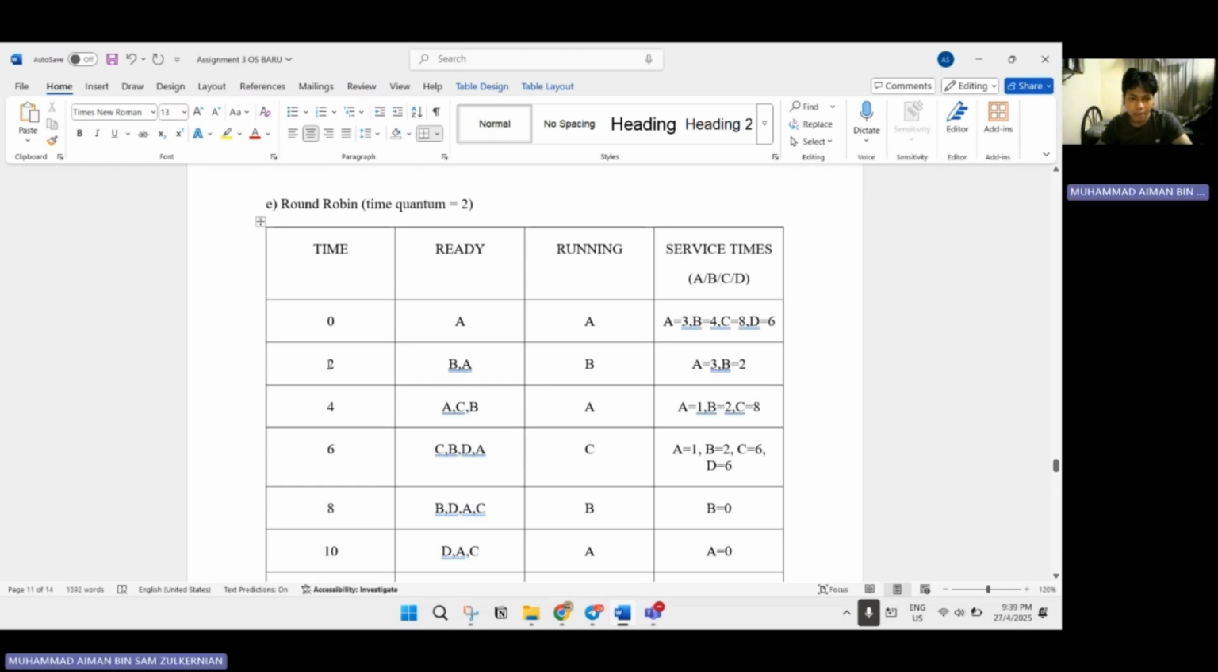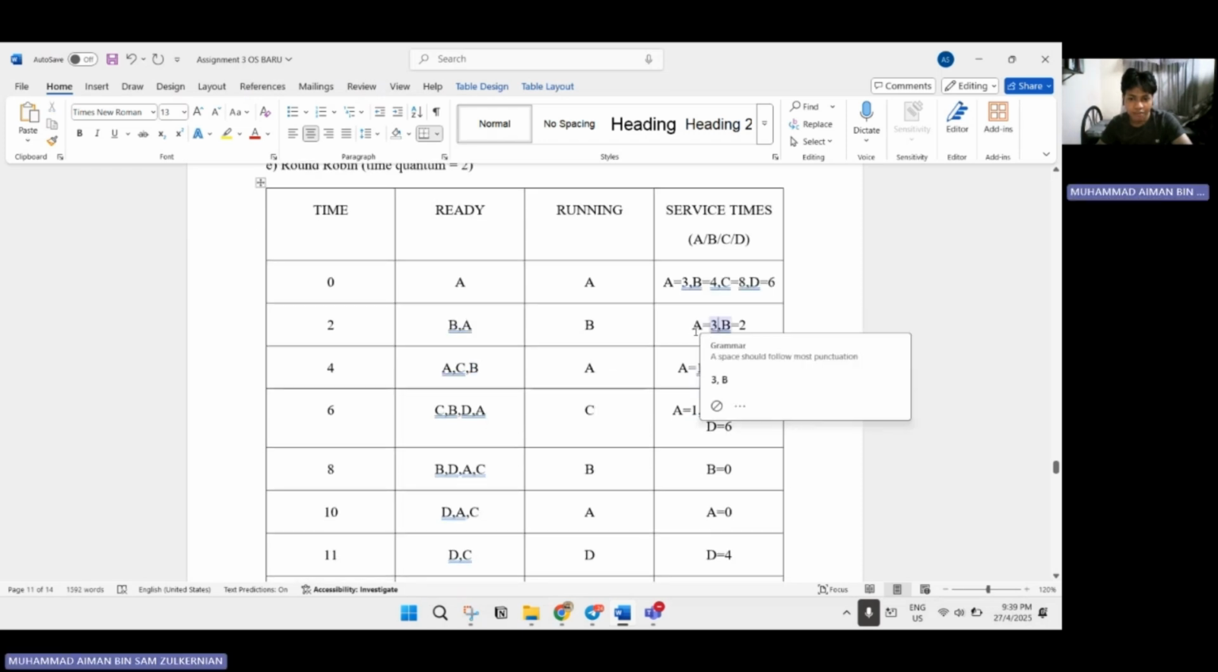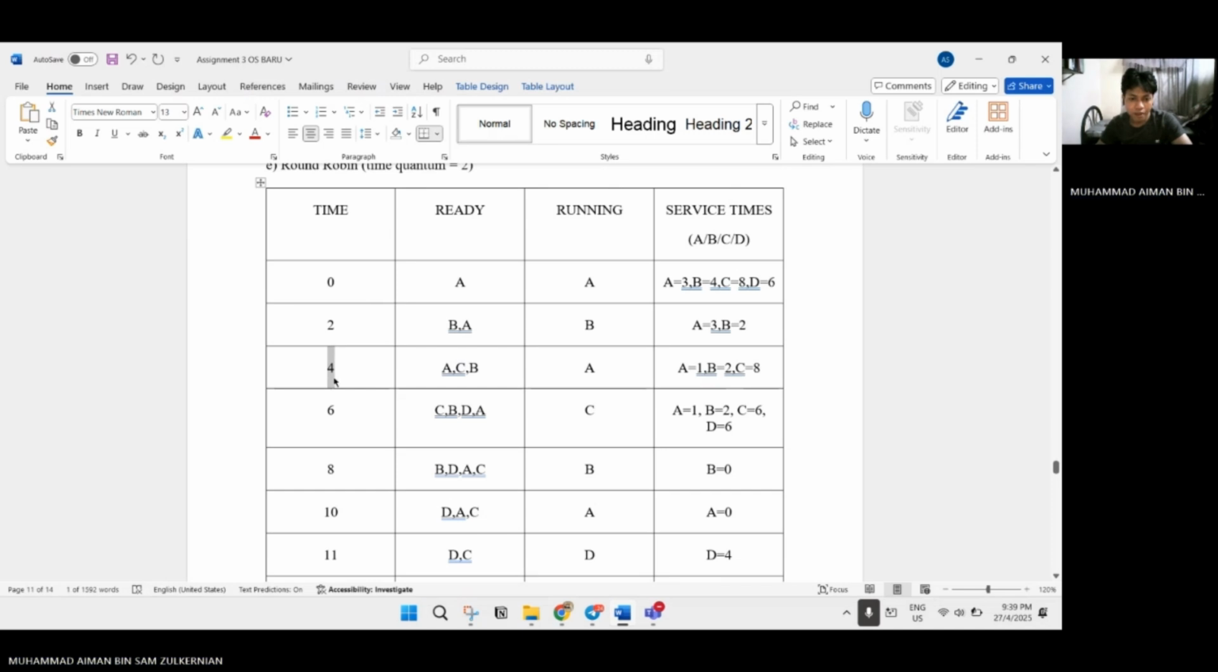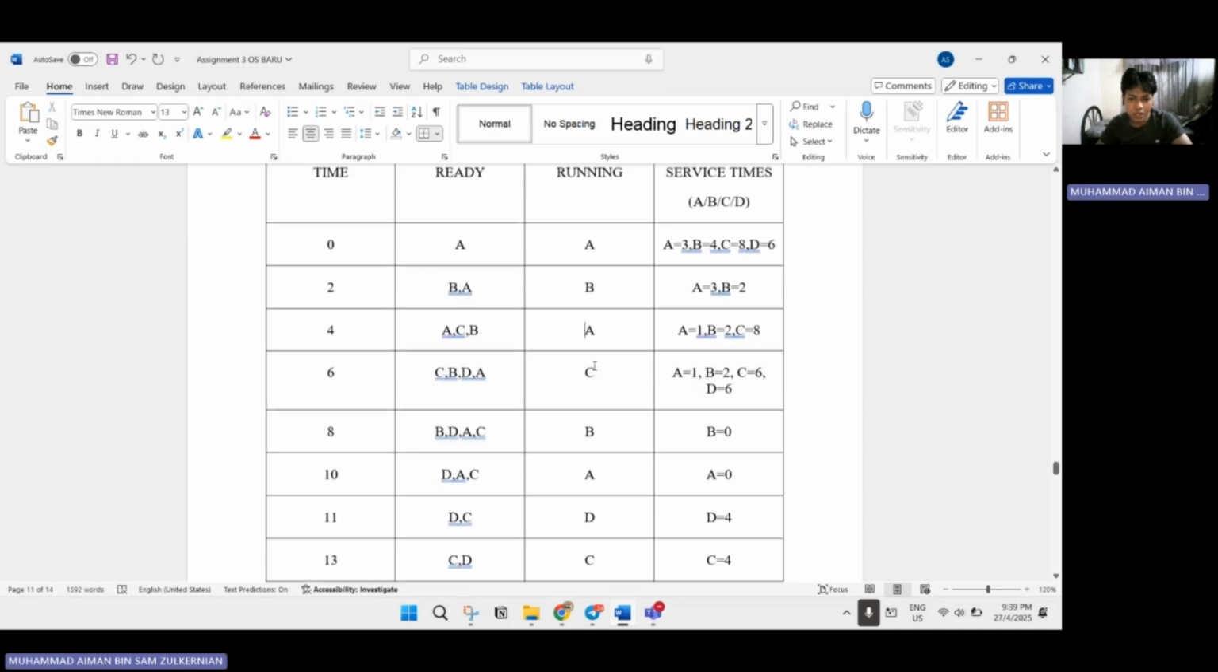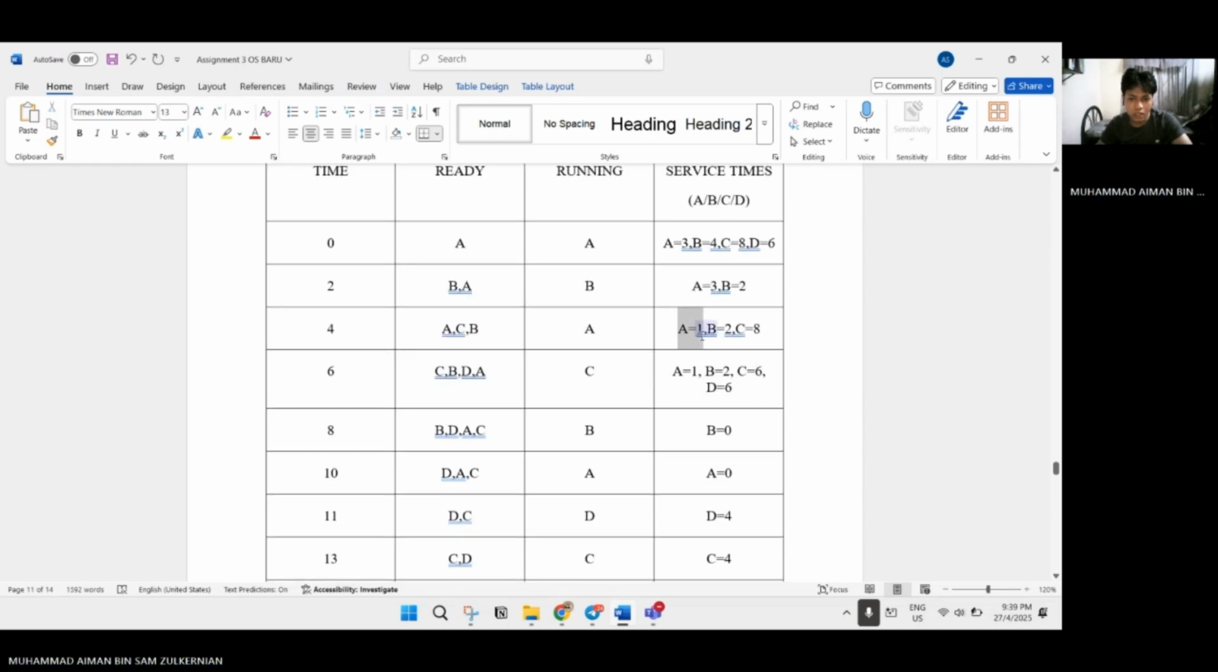At time 2, the ready processes are B and A. So we run B, and the remaining service time of A is 3 and B is 2. At time 4, the ready processes are A, C, and B. We run A because A comes first. That is A equal to 1, B equal to 2, and C equal to 8. So we run A.